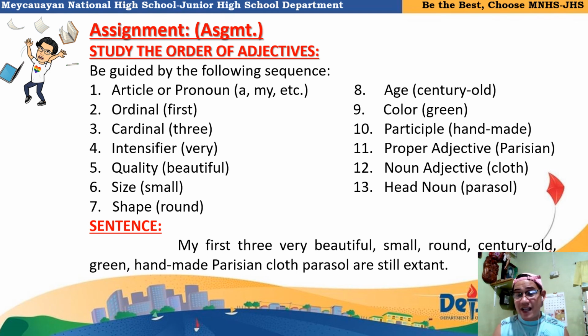So when we say extant, it means it still exists. Okay, you still have it in good condition. So that is what we mean by the word extant.